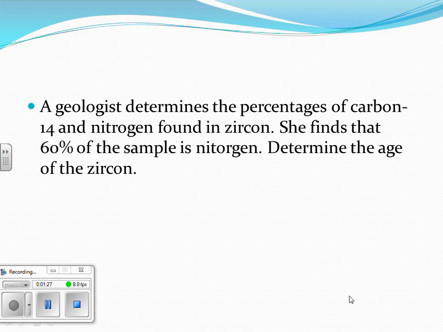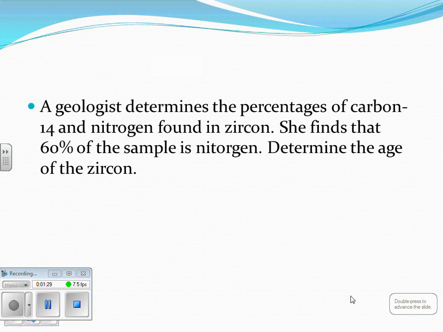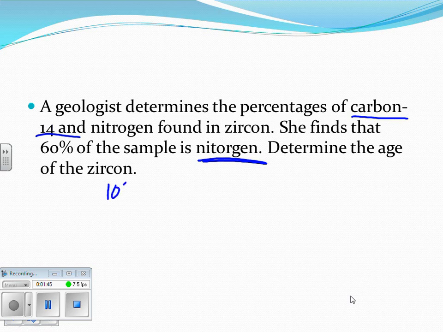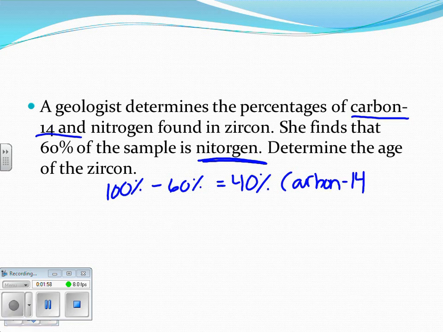So in this case, we have to subtract from 100. Nitrogen's the daughter. I need to know what percent of carbon. Sometimes the question will give you the percent of the parent. Sometimes it'll give you the percent of the daughter, and you just subtract from 100. So 100% minus 60% equals 40% carbon-14. Then we want to look up the half-life of carbon-14 in your data book.